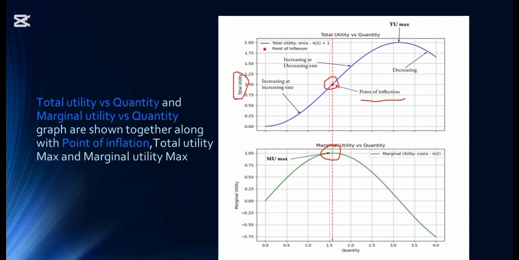Before the point of inflection, as we are consuming one more good, our satisfaction level was increasing at an increasing rate. Look at the top graph. You can see that before the point of inflection, as we are consuming one more good, our satisfaction level was increasing at an increasing rate.